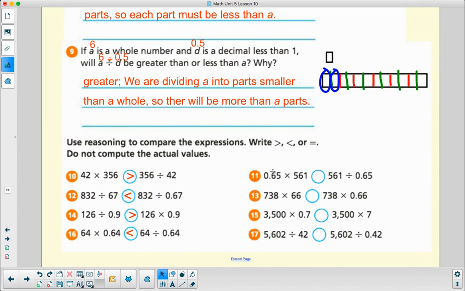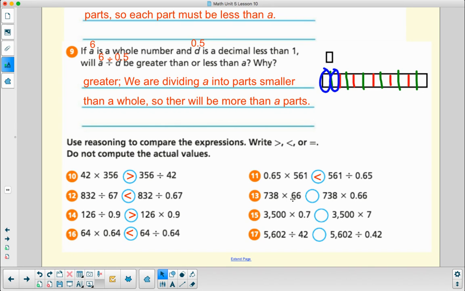Number 11 is taking 561 multiplied by 65 hundredths greater than, less than, or equal to taking 561 and dividing it by 65 hundredths. And that would be less than. Here I'm taking less than one whole group of 561. Here I'm taking 561 and putting it into more than 561 groups because the groups are less than 1.